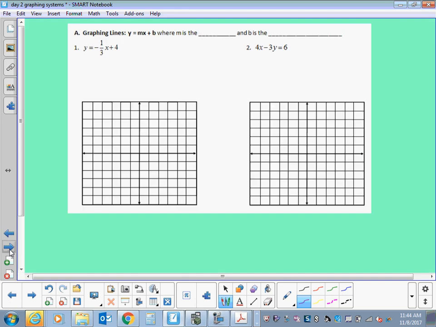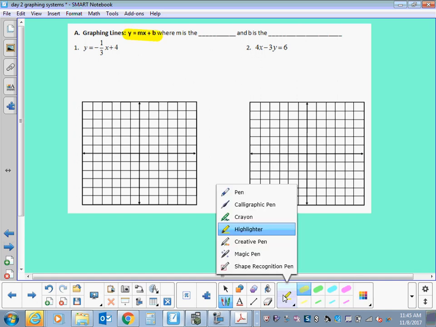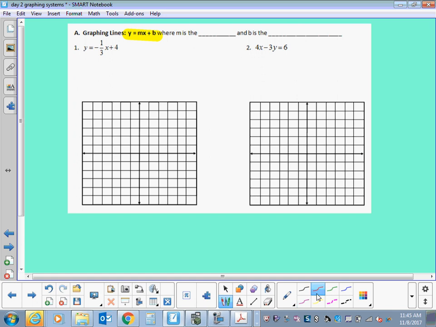Very good. So, graphing lines. Y equals mx plus b, where m and b both have a name. This is Algebra 1. What is the m? In y equals mx plus b, m is our slope and b is the y-intercept. M is the slope, b is the y-intercept.